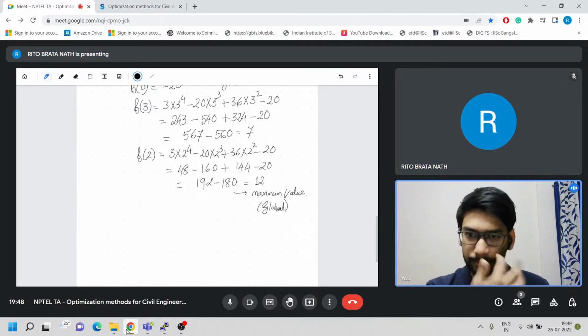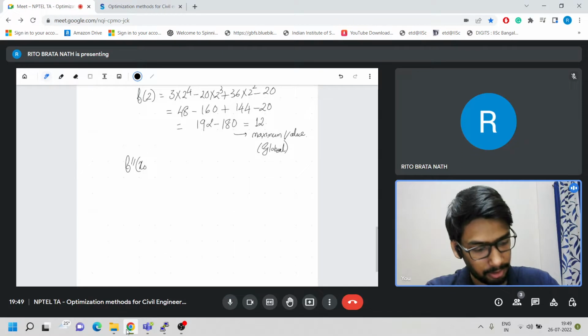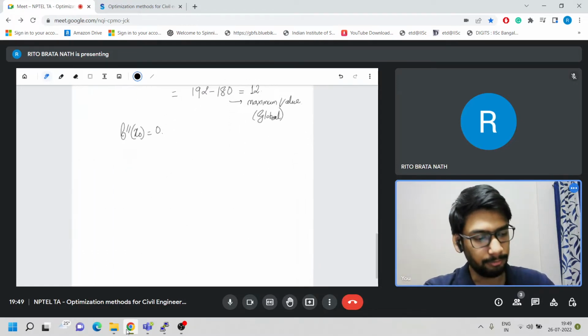So this is all about the first question. It might happen that you will solve this problem and you will get f double prime x naught equals to 0. So in that case, you can go for the higher derivative test and check whether it's indeed a maximum or a minimum, or it is called an inflection point.